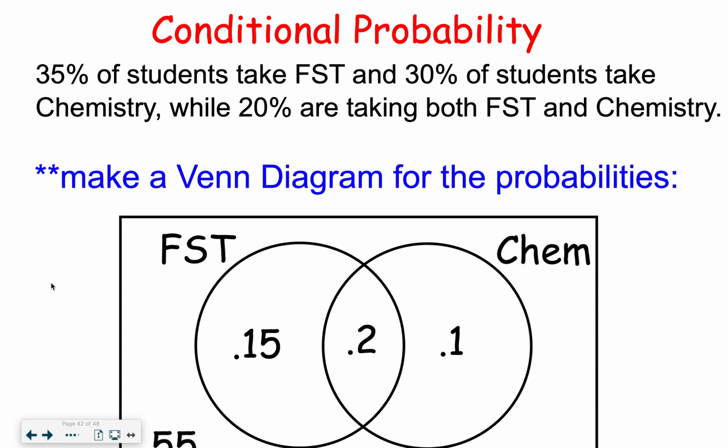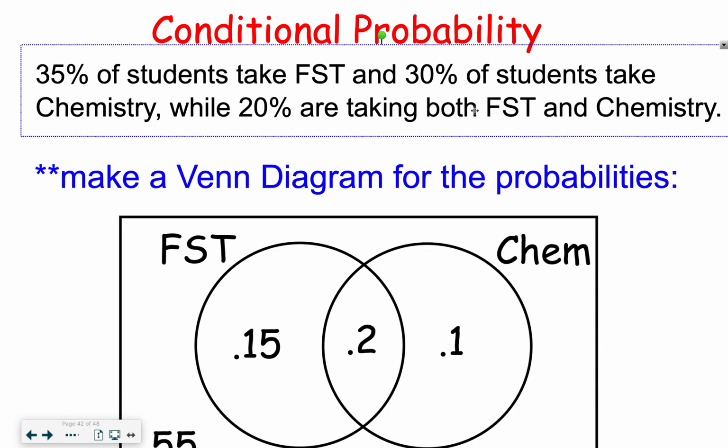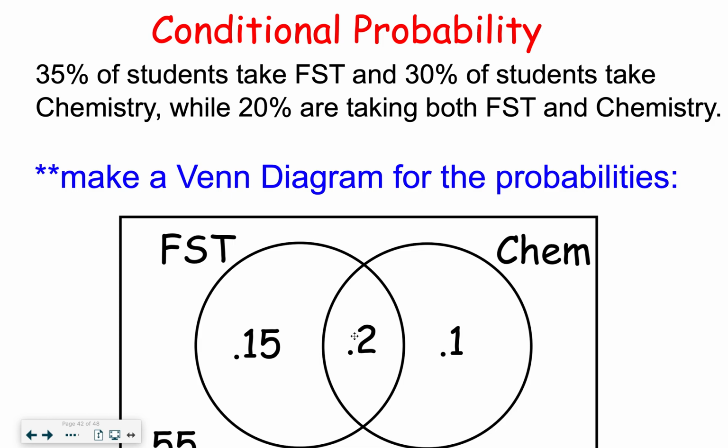Okay, so here it is. And remember, when you have a Venn diagram, you always start with the both. So both of them are taking FST and chemistry is 20%. That goes in the middle of the circles. You have an and, right? An intersection. So if 35% are taking FST, remember that's the whole circle for FST.